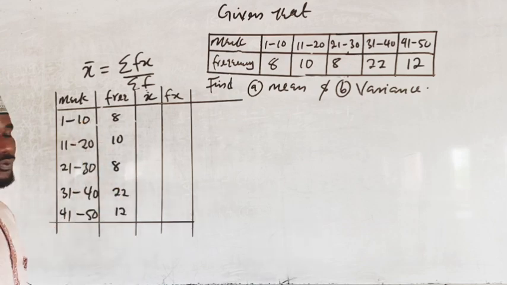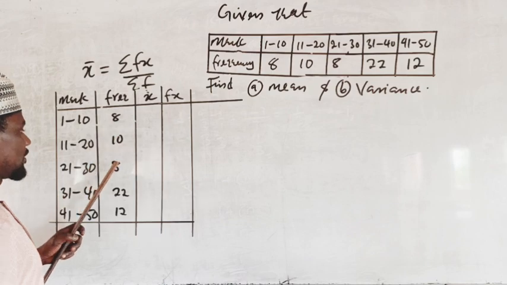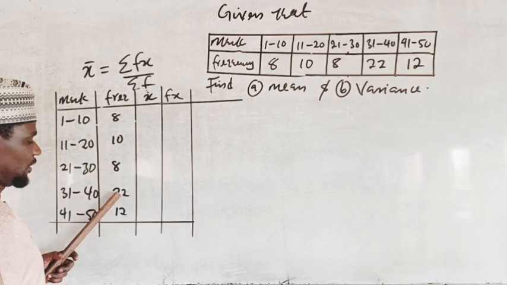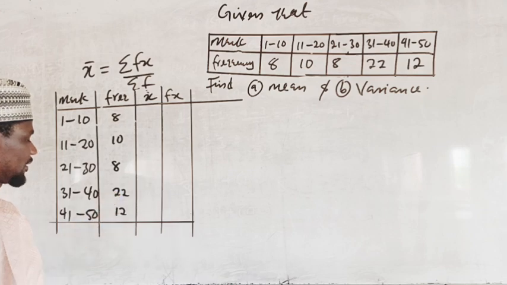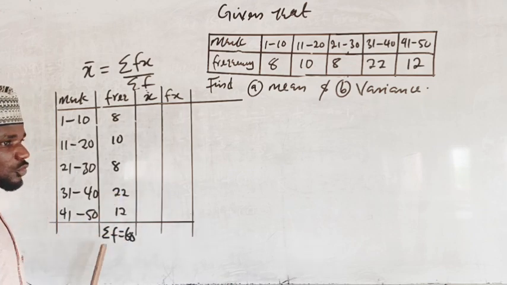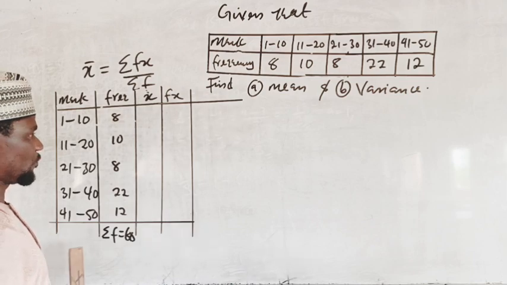Let's find the total frequency. 8 plus 10 is 18, plus 8 is 26, 26 plus 22 is 48, 48 plus 12 is 60. So summation f equals 60. This is the total frequency we have.